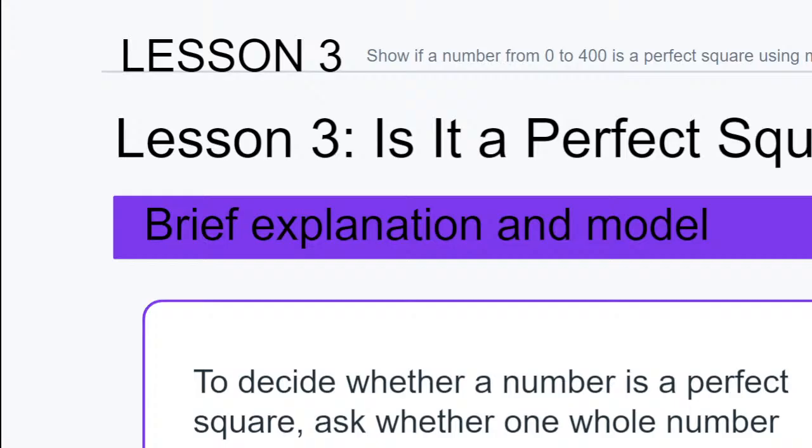Okay, lesson 3, is it a perfect square? To decide whether a number is a perfect square, ask whether one whole number multiplied by itself gives that number. You can use a square model or list of square numbers or nearby squares to justify the answer. Remember, between consecutive squares, know where the perfect squares occur. Is 144 a perfect square? 12 times 4? No, 12 times 12, 144. Yes, 144 is 12 squared.